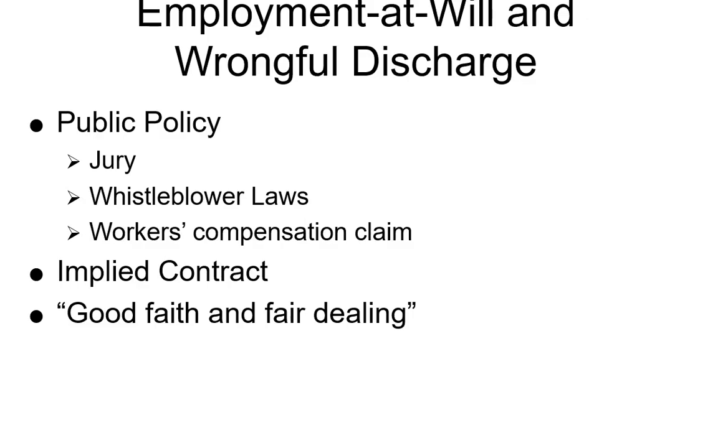Employment at will and wrongful discharge. This is a rough one. Employers can hire who they want, and that potential employee can accept or turn down a job if offered. But employers just can't fire you in certain situations. Some examples include discharging or firing an employee for serving on a jury, because that's their civic responsibility.